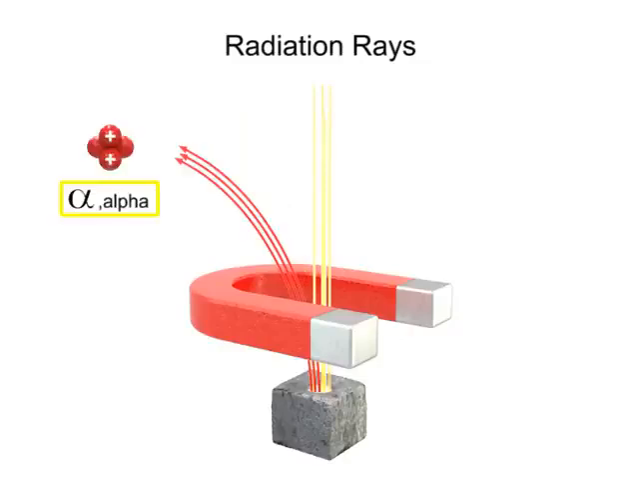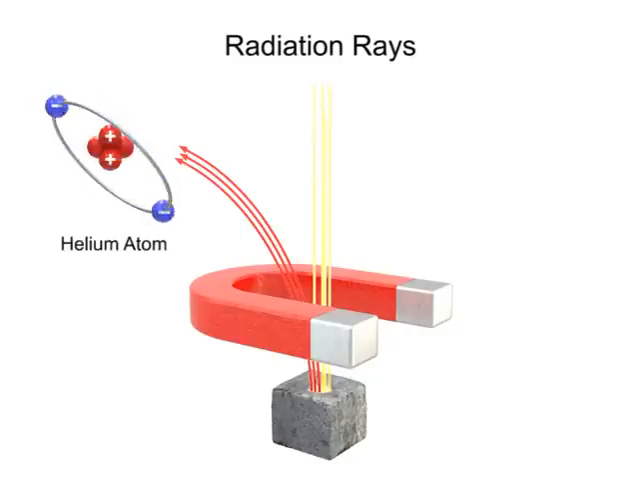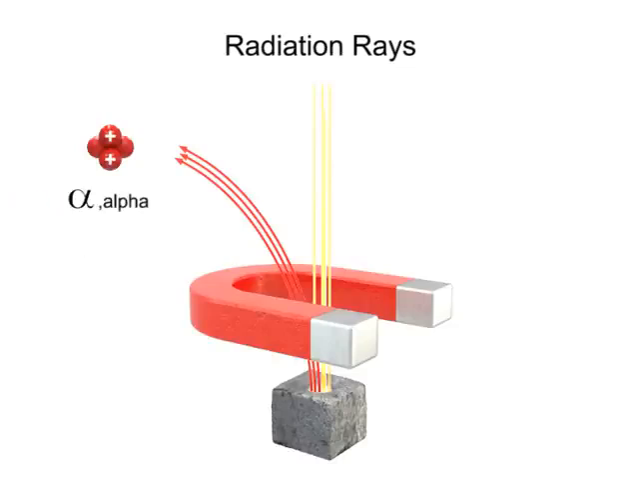Alpha rays carry particles originating from the nucleus of a radioactive atom. These particles consist of two protons and two neutrons. Essentially, they are positively charged helium atoms stripped of their electrons. The magnet causes these particles in the alpha ray to bend in one direction.